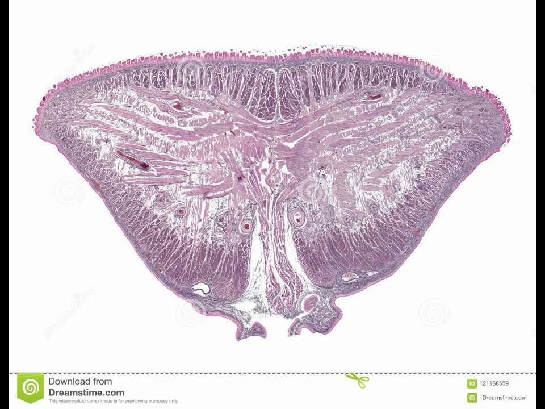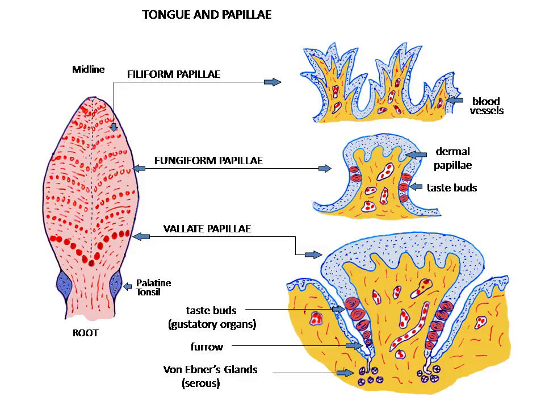On the upper surface, the mucosa shows numerous small protuberances called papillae, which give the tongue a furred or ruffled appearance. There are 4 types of papillae present on the surface of the tongue.